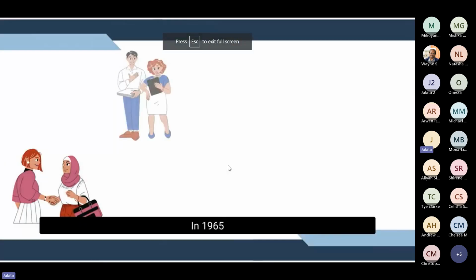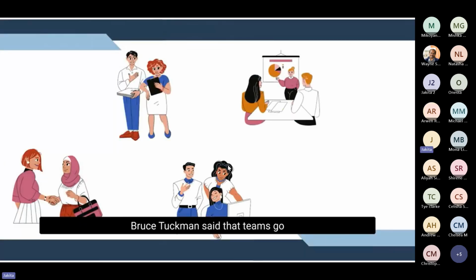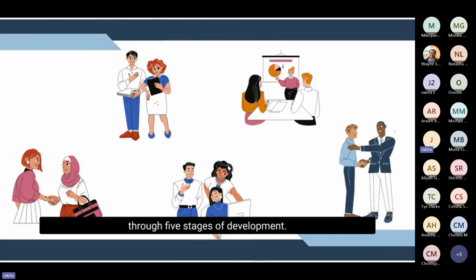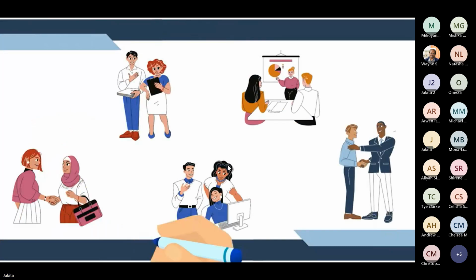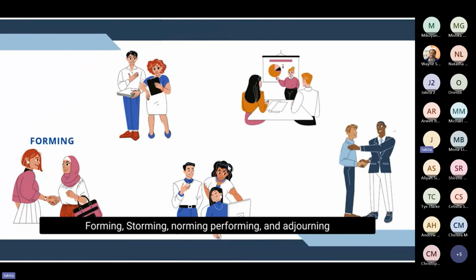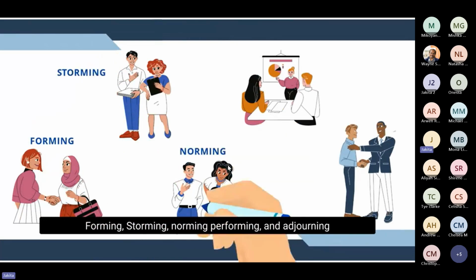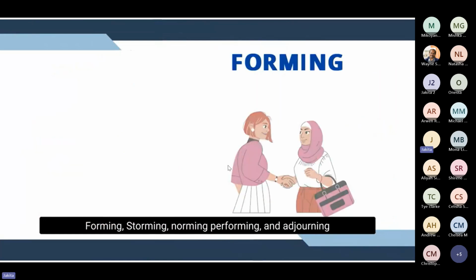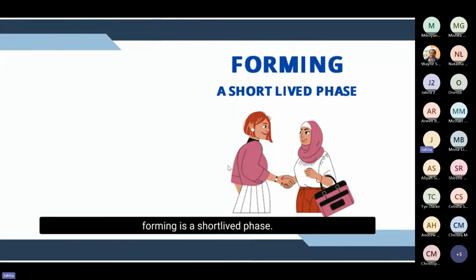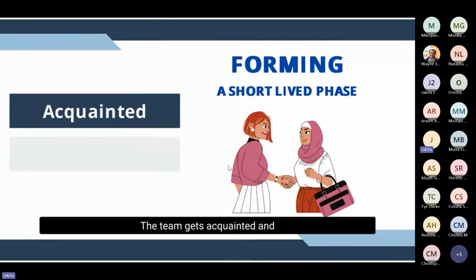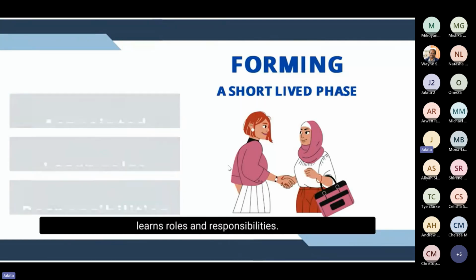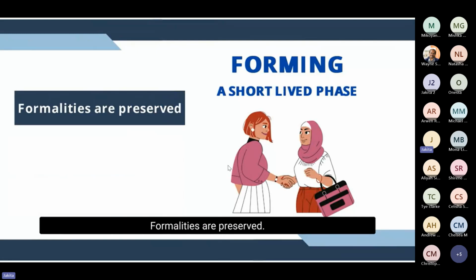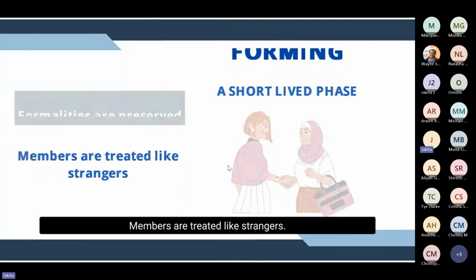In 1965, psychologist Bruce Tuckman said that teams go through 5 stages of development: forming, storming, norming, performing, and adjourning. Forming is a short-lived phase. The team gets acquainted and learns roles and responsibilities. Formalities are preserved. Members are treated like strangers.